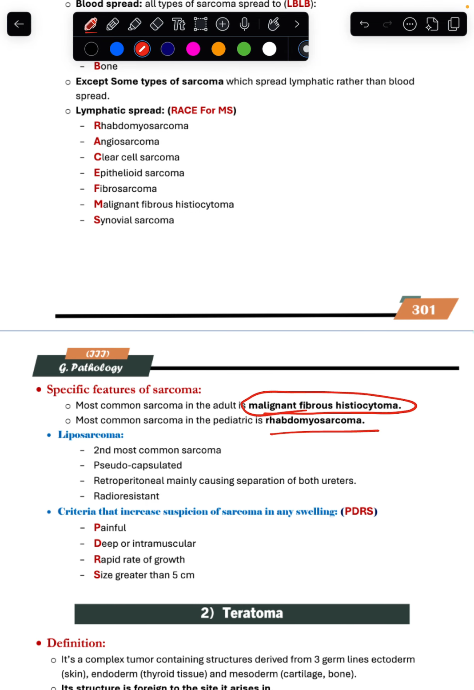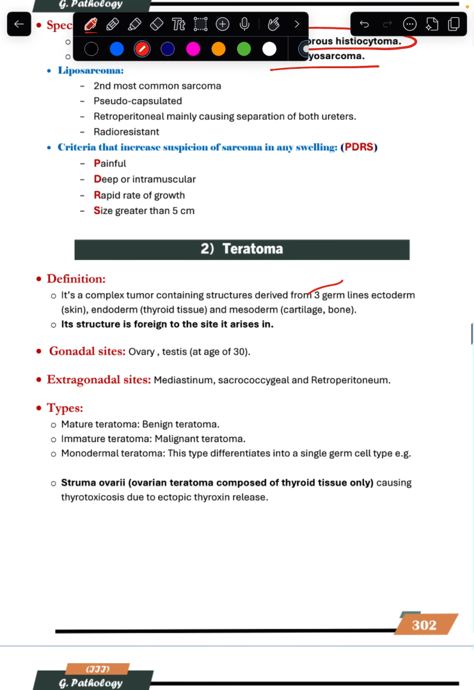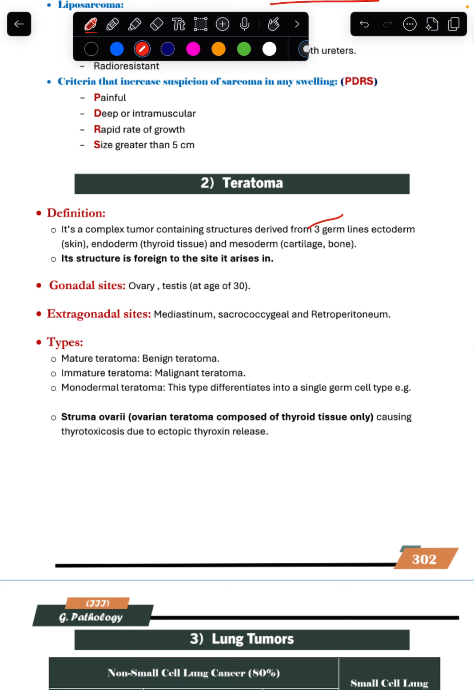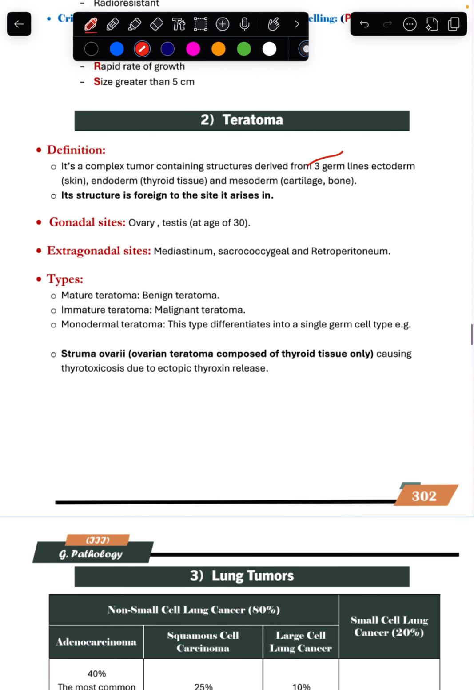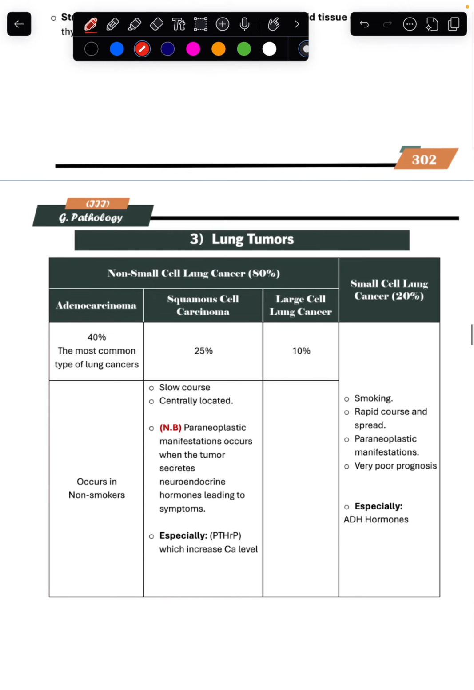Second most common sarcoma is liposarcoma, encapsulated, retroperitoneal. Sarcoma presents as a painful deep muscle swelling. Teratoma is a complex tumor from three germ layers, including ordinary gonads, testes, and extragonadal. Mature teratoma, benign teratoma, immature teratoma, struma ovarii, teratoma of the ovary. Lung tumors: non-small cell cancer, small cell cancer.